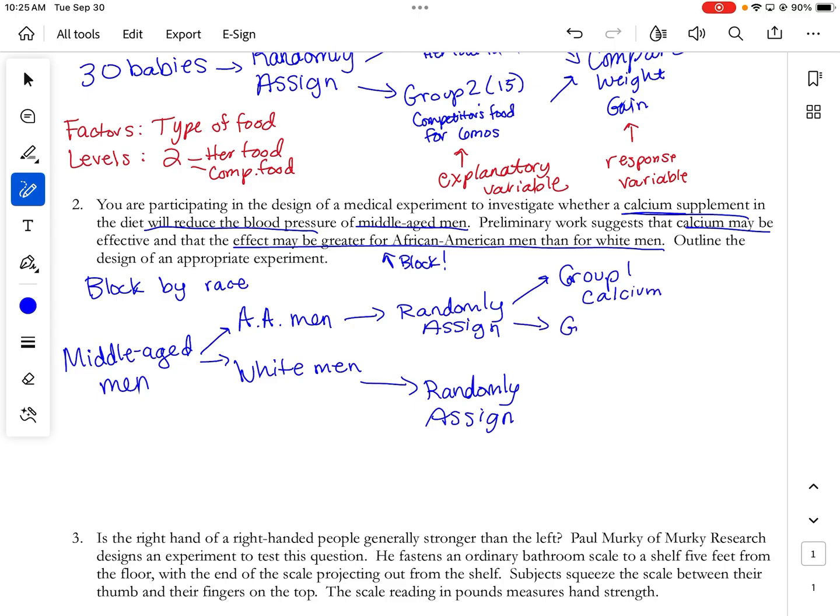Group 1 is going to get calcium. What should group 2 get? No. They need to get something because we're comparing. Oh, placebo. Yeah, placebo. 'Cause remember, just the thought of it might reduce their blood pressure. Okay, and then we'll do another group. Group 3 is going to get calcium. And group 4 is going to get the placebo.